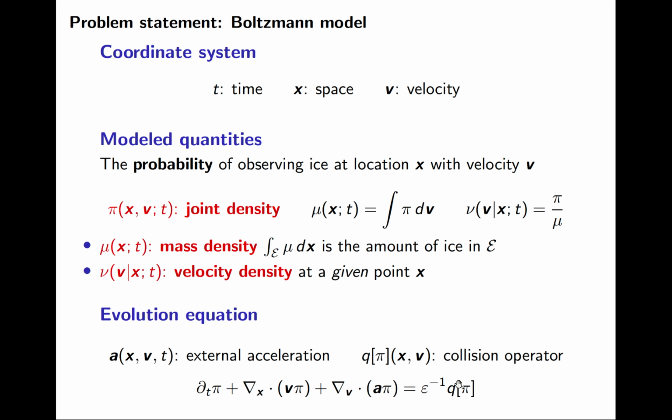And then on the right-hand side, we have a collision operator, which basically is a rearrangement of this density function due to floe-floe interactions, which are colliding with each other. And then this epsilon is some non-dimensional parameter, which basically weights how important the collision operator is or how important floe-floe interaction is for these dynamics.